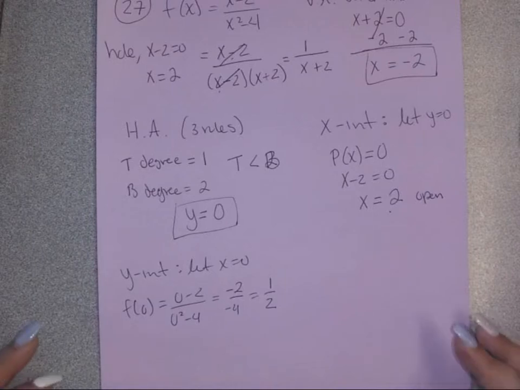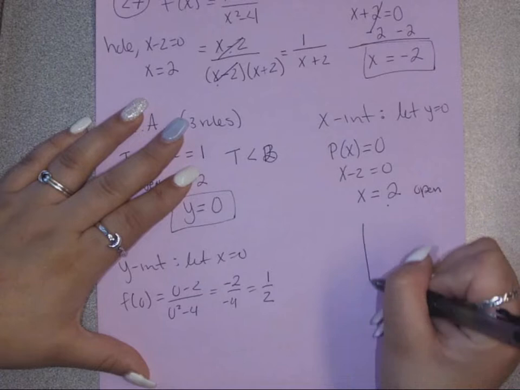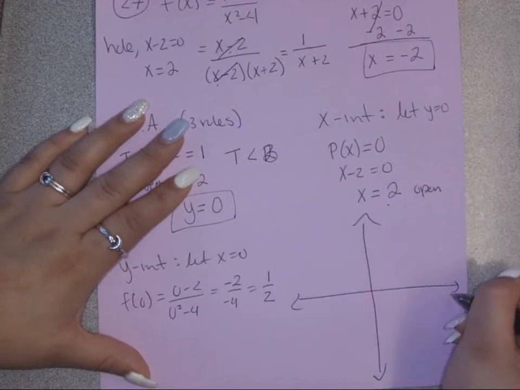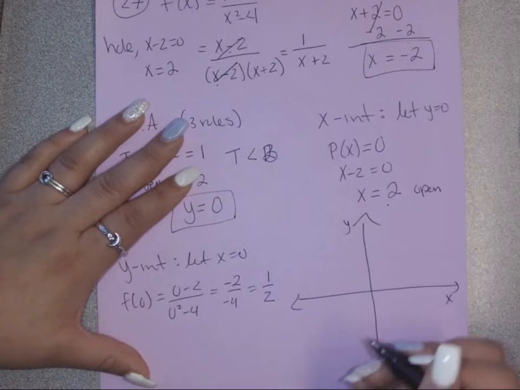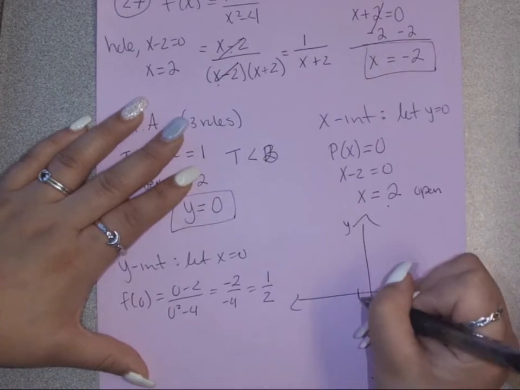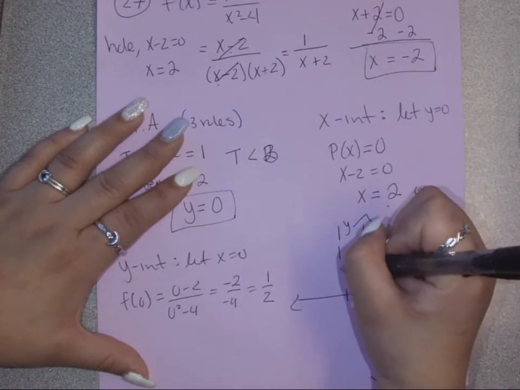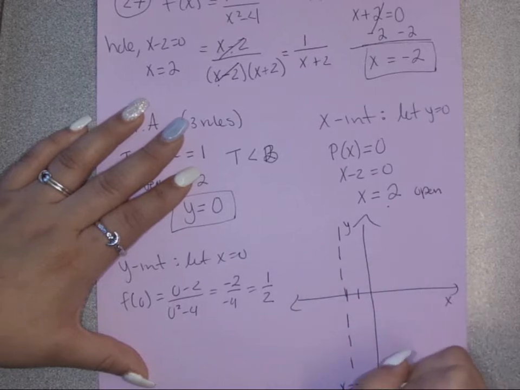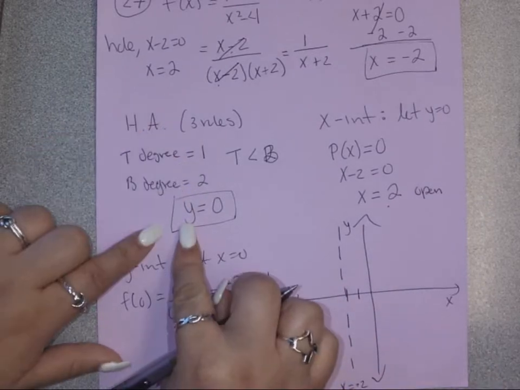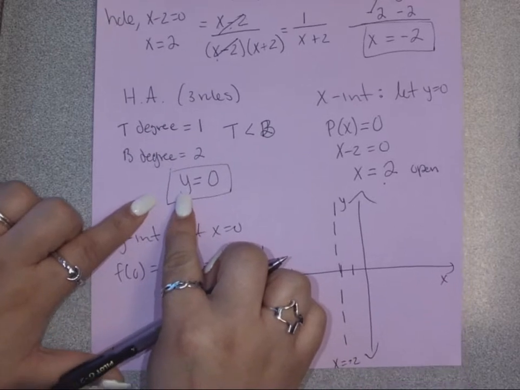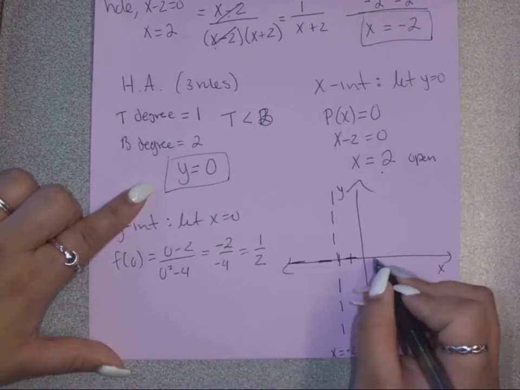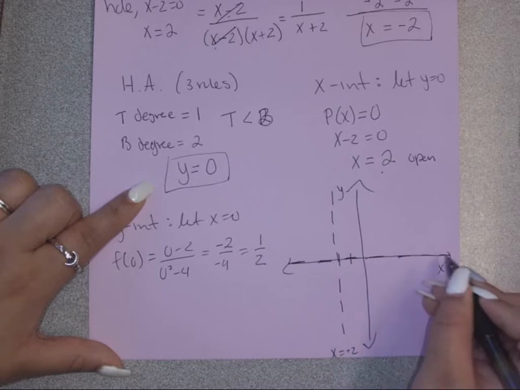All this piece of information is not enough to graph our function, because let's go ahead and just graph whatever we have. So far we know we have a vertical asymptote at x equals negative 2. So we draw it with this dashed line, this vertical dashed line at x equals negative 2. And we know we have a horizontal asymptote of y equals 0. So that means your x-axis is actually our horizontal asymptote.